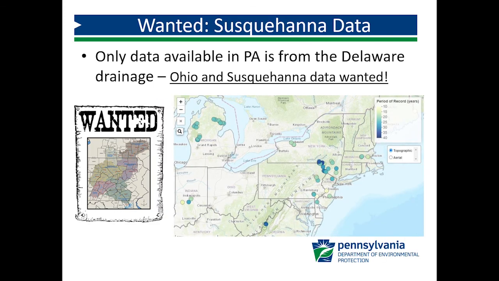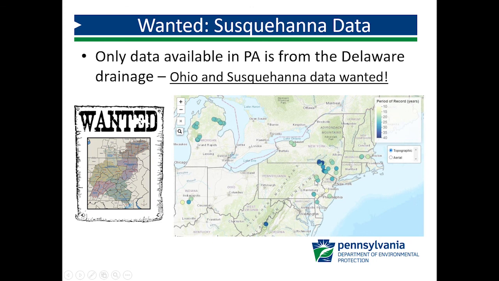So one of the things I wanted to mention is that there is a big hole in the data set right here. The only data available in Pennsylvania is from the Delaware drainage. And remember that I only searched within the USGS data set for data that met the criteria of greater than 10 years with at least daily, most often 30-minute or 15-minute observations. However, it would be of extreme personal interest, and I think interest to those in attendance today, to have data from the Susquehanna or the Ohio River drainages.